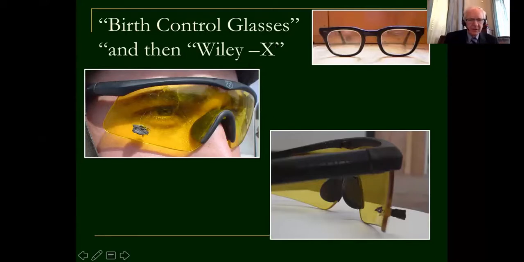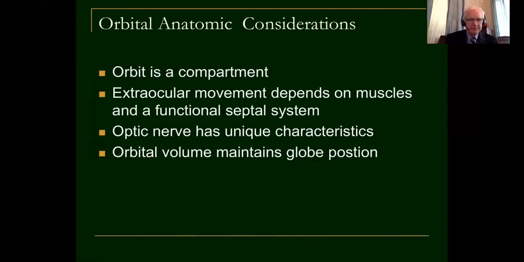A company called Wiley X, I just brought this because this was one of their demonstration pieces. This is an IED piece, and this is 3 millimeter thick polycarbonate. This injury would have been quite substantial if it hadn't been for the protection associated with this. But the point to be made is the frequency of high velocity or medium velocity injuries is increasing, not decreasing. Wear your protection. So the next section I'd like to get into is orbital anatomic considerations.